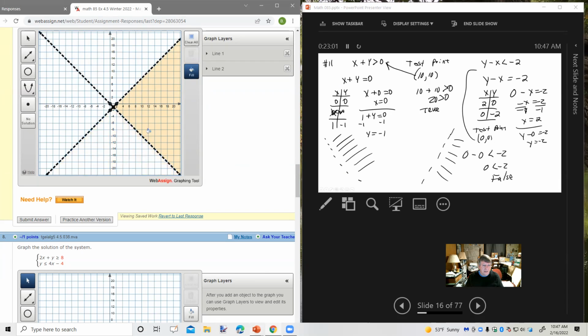So as a recap, for this dashed line, we would fill here and here. For this dashed line, we'd fill here and here. So where do they overlap? Right there. So that should be the correct answer.